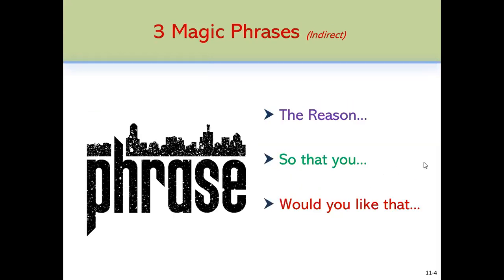Now, the three magical phrases, the second learning objective. I've written here indirect, so it's kind of an indirect approach. Leaders, managers, supervisors, and many good employees who understand this use three phrases, and in those three phrases they are using the words that I've written here.